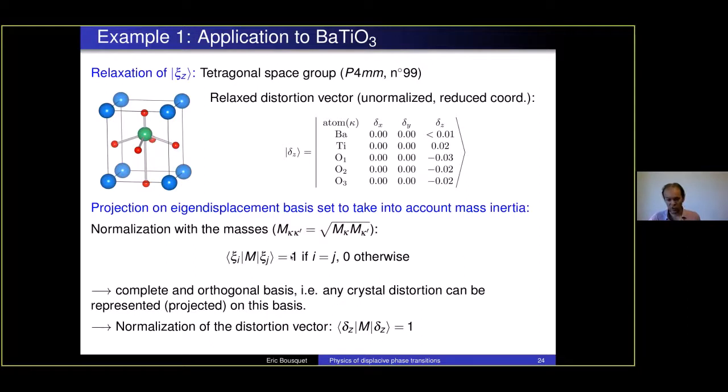So this means that you take into account the displacement of the atoms, and also the fact that they have a mass, and some atoms will move less because they are heavier than the other ones. It's what we see here for barium titanate: the barium is not moving so much because it's much heavier than the others. This means that we have a complete orthogonal basis set coming from the phonon eigenvectors, and then we can normalize our pattern of displacement as a vector of the system, and project it into the basis set of the phonon eigenvectors.